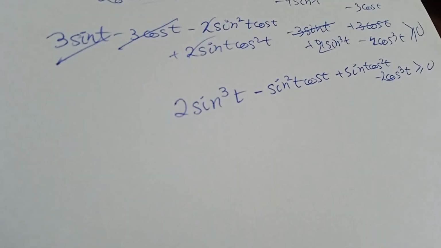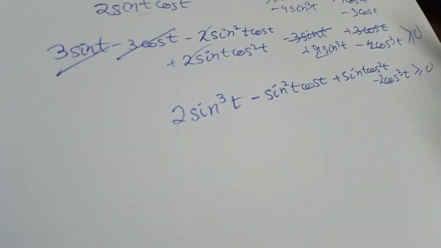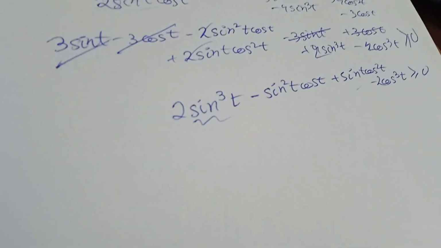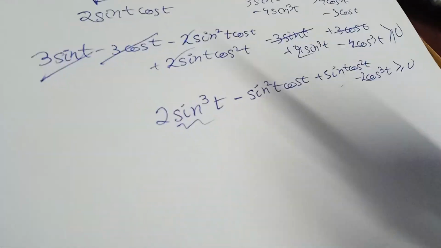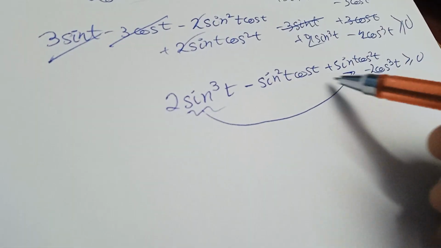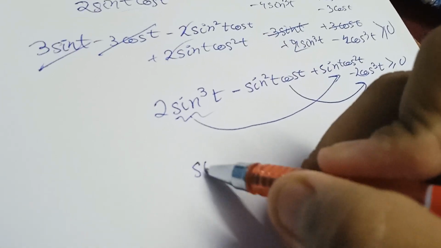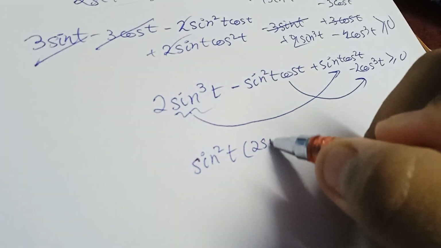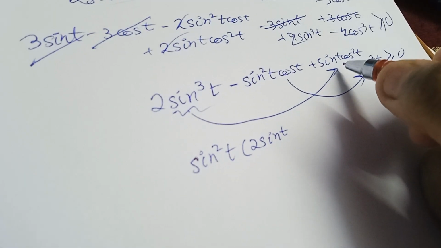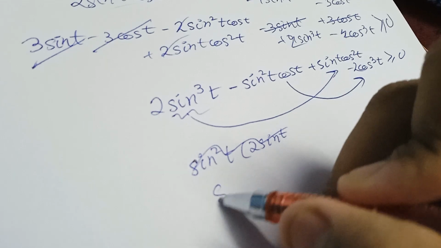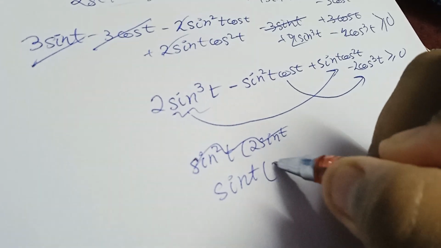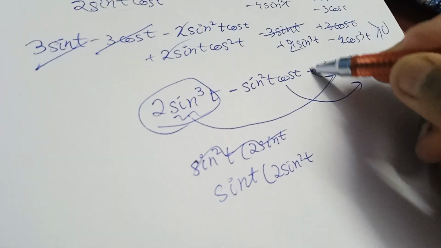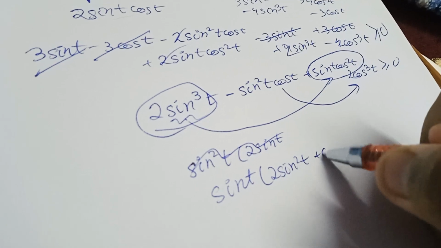Now my next idea is that I am trying to make a polynomial in sine and a polynomial in cos so that I get an inequality in sine and cos. For that I am clubbing these two terms and these two terms. I take sine t common, sine t times 2 sine square t, this term and this term, I'm sorry, plus cos square t.